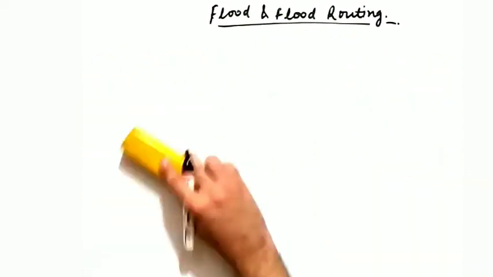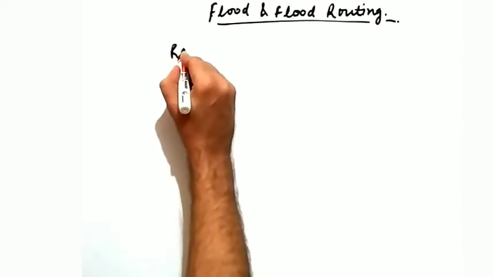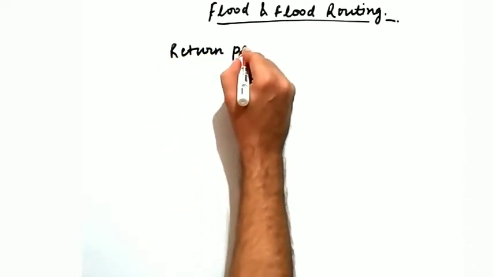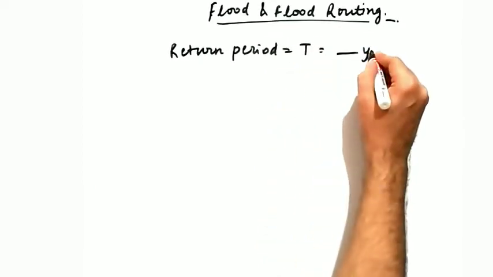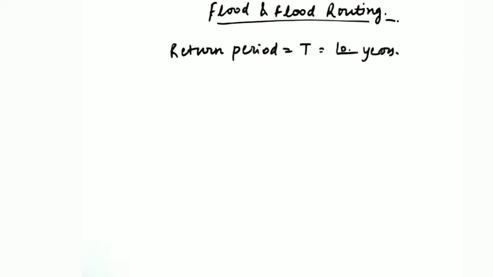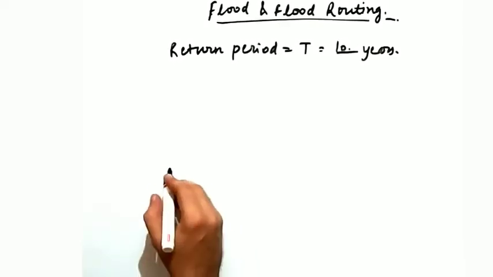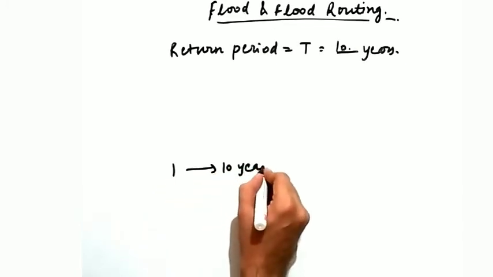Now, before moving on to some other methods like Gumbel's method, we will discuss a probability concept. I already told you what the return period of a flood is. The return period of flood is designated by T. It is in years. Suppose it is 10 years, then this will signify that this particular flood has a chance that it will come once in this 10-year period.